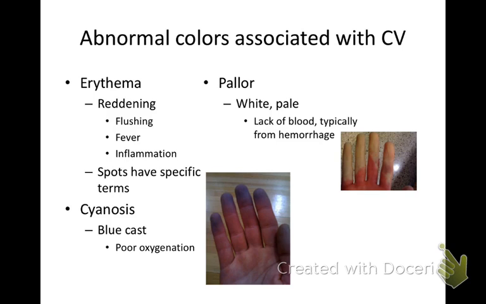Pallor is pale, and that's lack of blood flow, typically from hemorrhage. I have no idea what's causing these two individual cases that I've snagged these pictures from, because that's kind of scary. If you think that typically you're just going to turn pale from hemorrhage, the individual with those fingers has obviously a local problem going on, and that could be just a response to low blood flow.